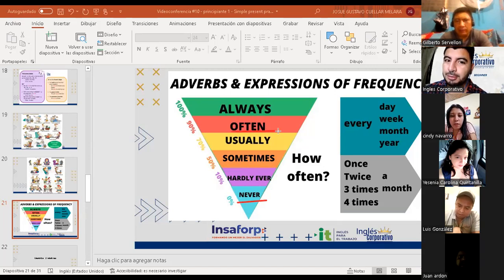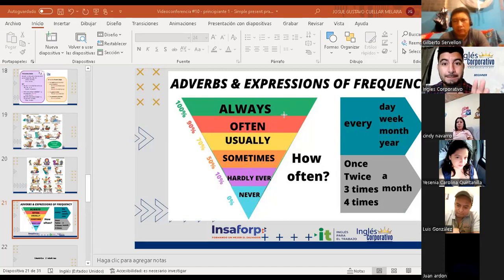Often, si nos recordamos que la T no se pronuncia, es fácil. Often, never. ¿Ok? Always, podría ser fácil. Las que nos cuestan un poquito, podría ser usually. Porque una gente dice usually. Yes, usually. Sometimes. Y hardly ever. ¿Ok?